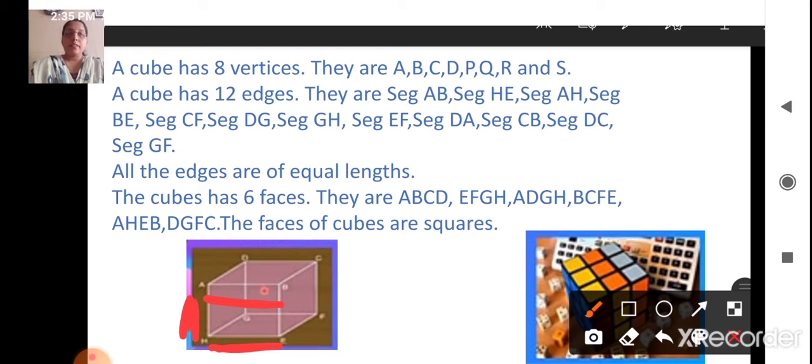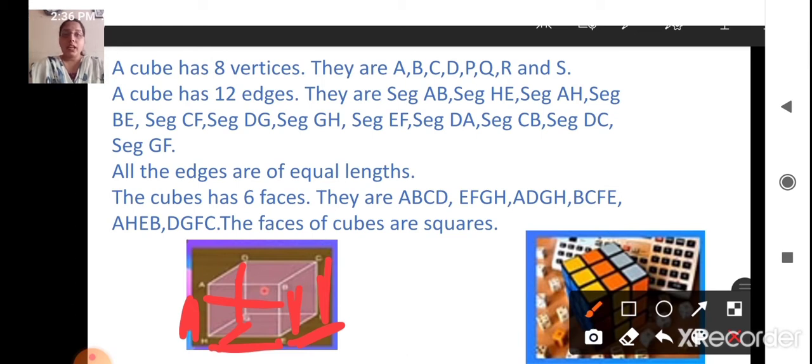Yes, third edge. Next is BE. This one, BE. Next is CF. This one. Next is DG. This one. Yes, DG. Next is GH. This is the down one, GH. Next is EF. This one. Okay. Next is DA.